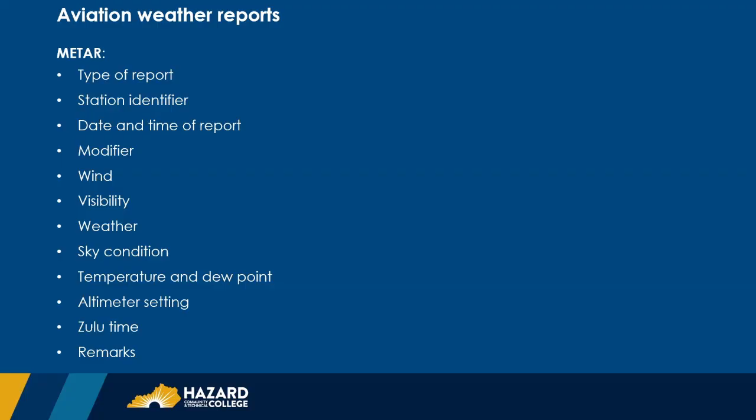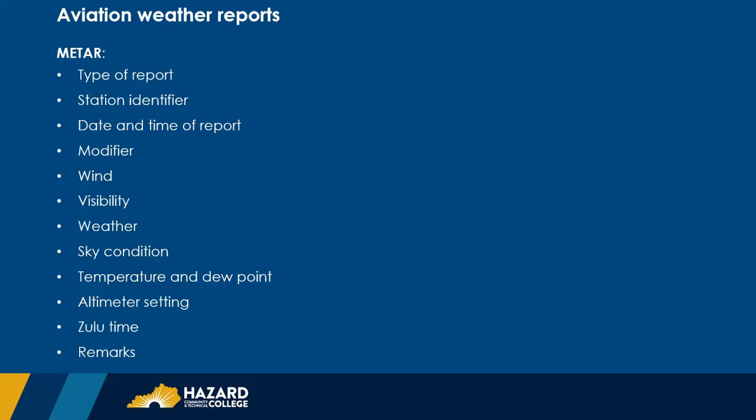In your METARs, you will get a type of report, the station identifier, date and time of report, modifier, wind, visibility, weather, sky condition, temperature and dew point, altimeter setting, Zulu time, and any remarks that are going to be crucial for your flight. The METAR is an observation of current surface weather reported in a standard international format. METARs are issued on a regularly scheduled basis unless significant weather changes have occurred. A special METAR, SPECI, can be issued at any time between routine METAR reports.